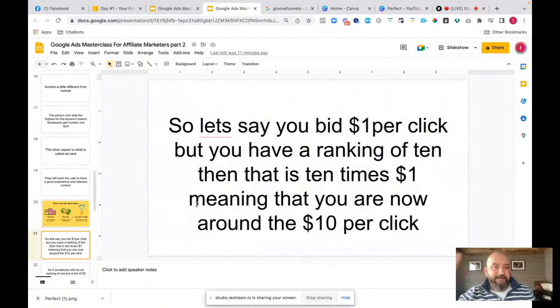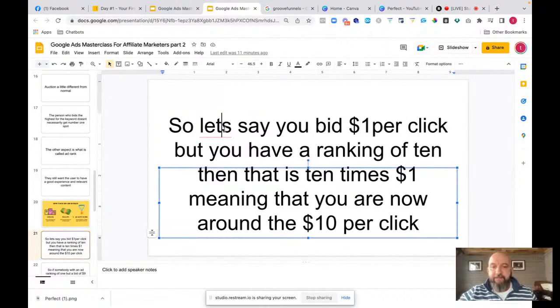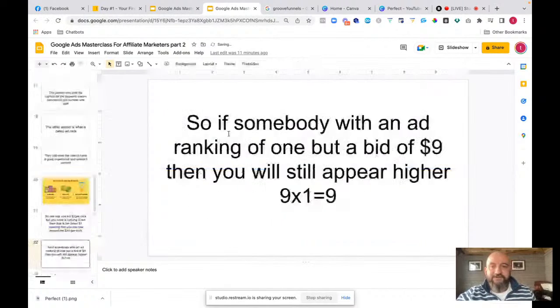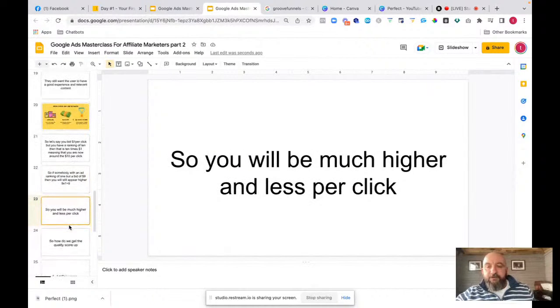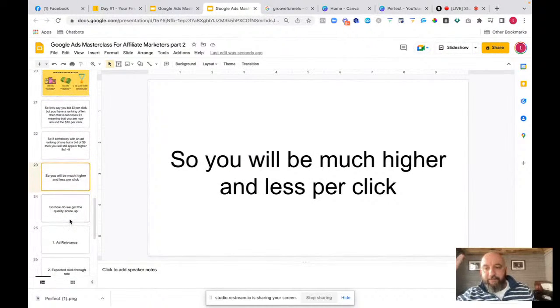Now, let's say you bid $1 per click, but you have an ad ranking of 10. Then that means you've got 10 times $1, meaning that you're now around $10 per click, right? There's a really simplified version. I'm going to simplify everything right the way down. So it's kind of, so my head understood it when I first went through this, because I found it very, very difficult. I was very, very confused. So you'll be paying a lot less per click, right?